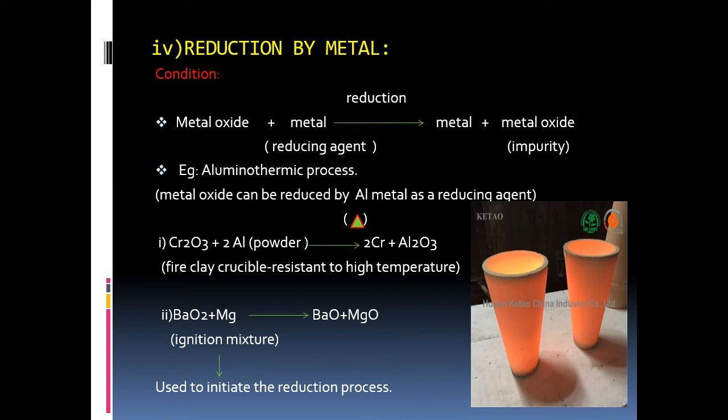But in order to make this reaction happen, we have to use an ignition mixture. Ignition is just a spark. To start the reaction, we have to use an ignition mixture of barium peroxide, BaO2, plus Mg. It gives barium oxide and MgO. The use of this ignition mixture is that it will initiate the reduction process. Just putting these two together will not make the reaction happen immediately. When we add this ignition mixture to the first equation, it starts happening.